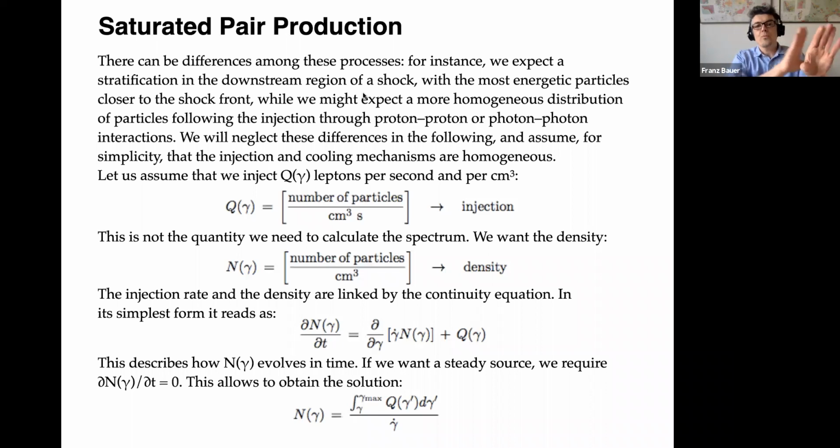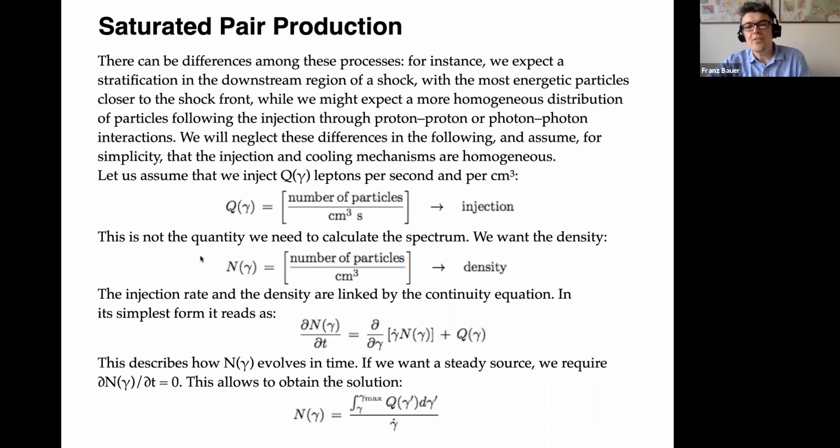So then we also might have some proton-proton and photon-photon interactions, which feed this a little bit further on, but we're going to neglect those for the moment. So we have an injection and a cooling mechanism. We're going to say they're homogeneous. And so we can think about an injection of electrons per second, and that would be given by Q. This is the injection rate.